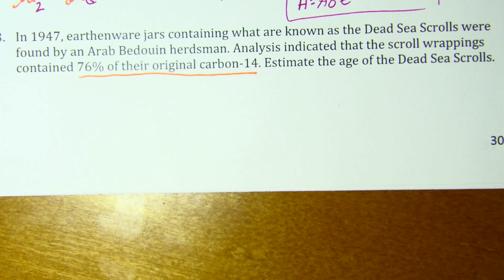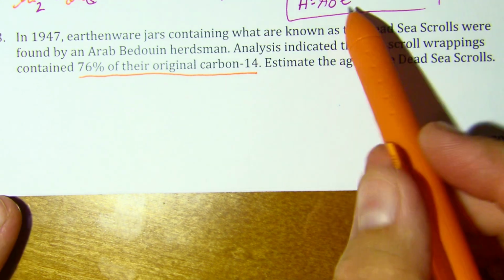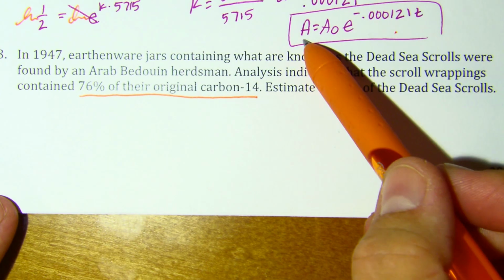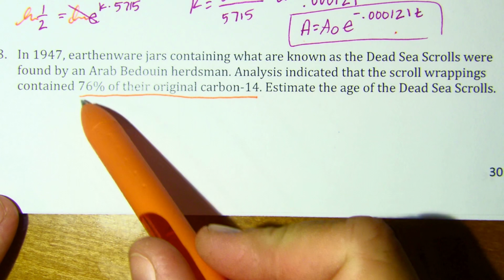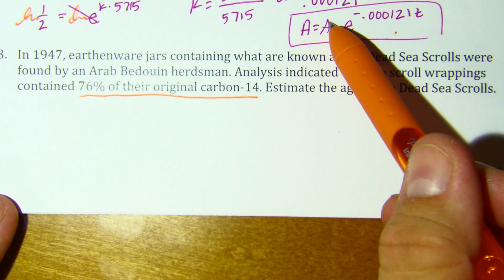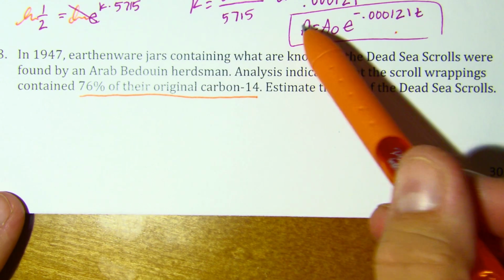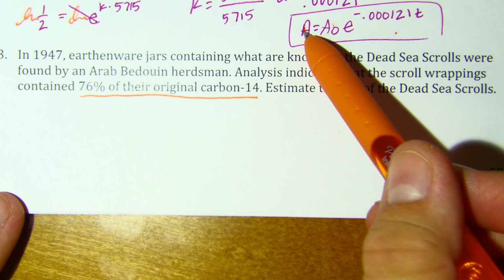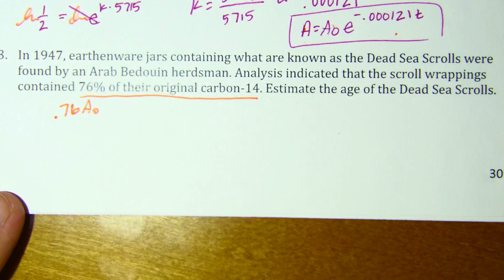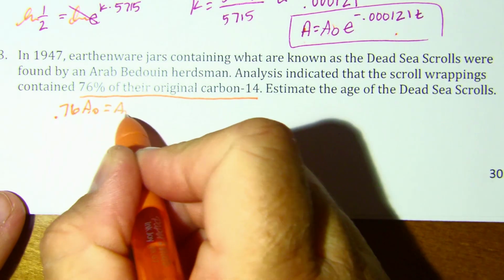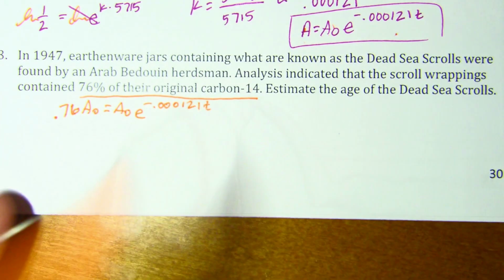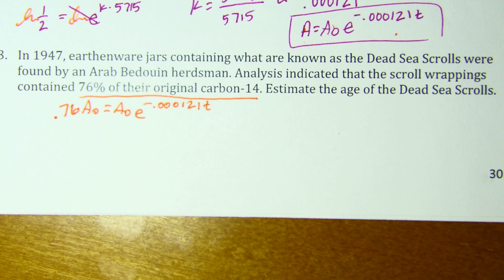So we're going to use that formula that we just created here. And it doesn't tell us how much is left, the accumulated value, but it says that there's 76% of the original amount of carbon-14. So we don't know the original amount, but we know that whatever that original amount was, there's 76% of it left. So the way we can write that is 0.76 times A naught. So there's 76% left. And then e to the negative 0.000121 t power. And then again, we can solve for t.